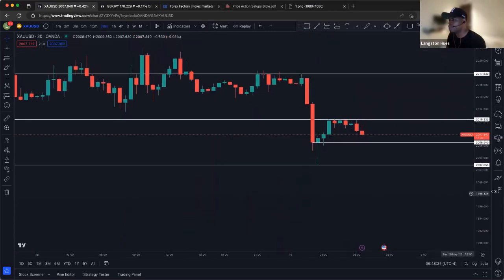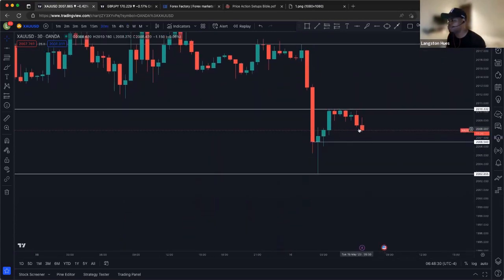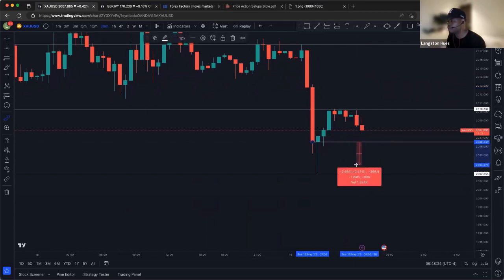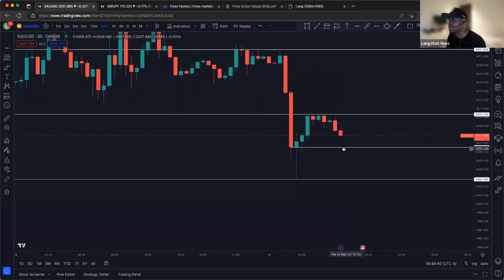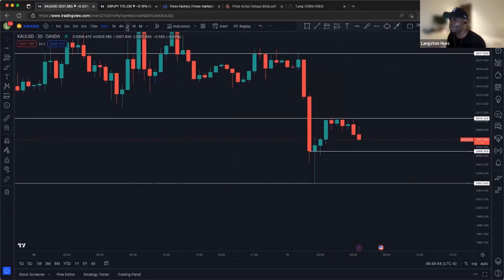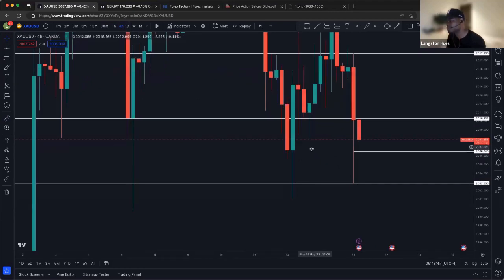So if we can get a closure below here at 2006.53, this is a nice 35, 38 pip range right here. So we could take sells going down to here, which is nice. We have to keep in mind though, there's this 4-hour level right here, we can even adjust it here. There's this 4-hour level right here.